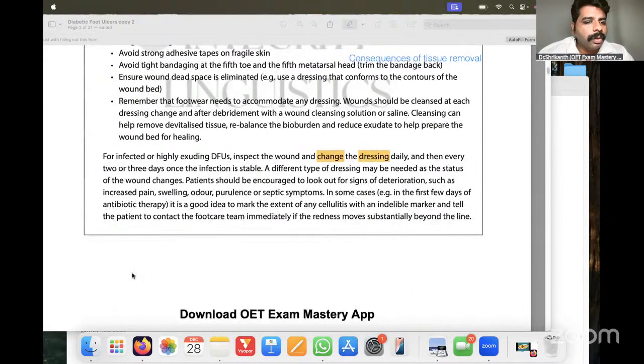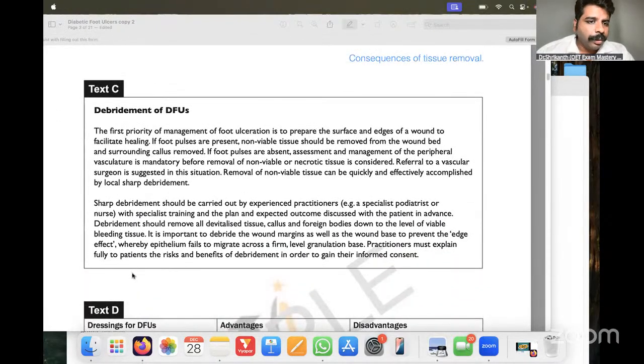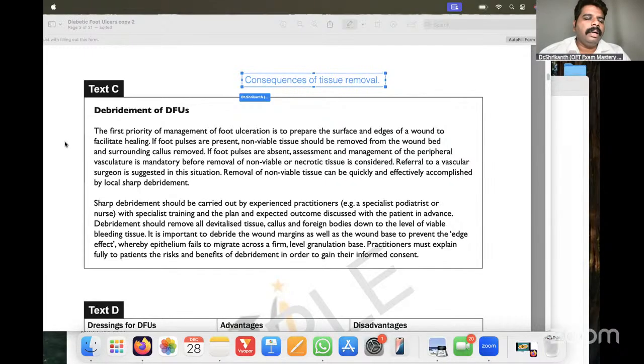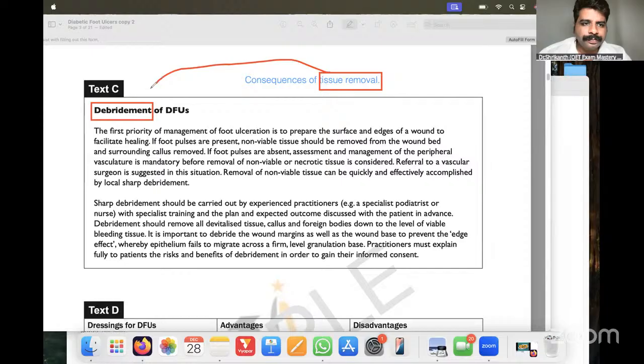So what I'm going to do is go to the paragraph which my intuition is telling me could be the right answer. Okay, let's see whether we can see that patients are made to understand the consequences of tissue removal. Now, see, tissue removal and debridement are basically synonyms. One is a layman's term and one is a medical term. Right. So my intuition directly said the answer is going to be in text C.